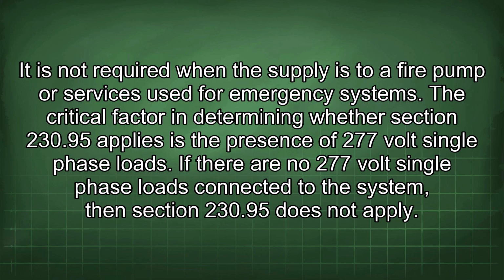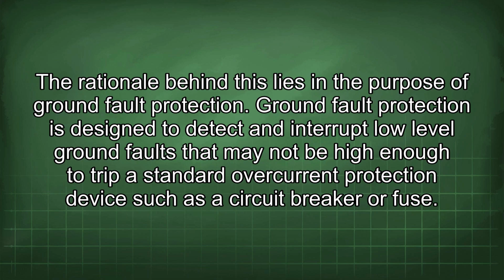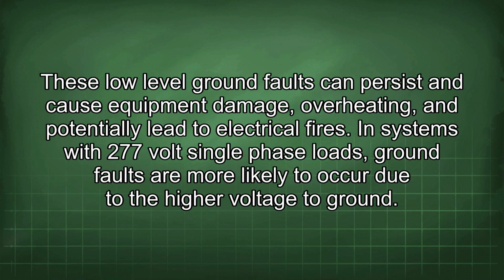The critical factor in determining whether Section 230.95 applies is the presence of 277 volt single-phase loads. If there are no 277 volt single-phase loads connected to the system, then Section 230.95 does not apply. The rationale behind this lies in the purpose of ground fault protection. Ground fault protection is designed to detect and interrupt low-level ground faults that may not be high enough to trip a standard overcurrent protection device such as a circuit breaker or fuse. These low-level ground faults can persist and cause equipment damage, overheating, and potentially lead to electrical fires.